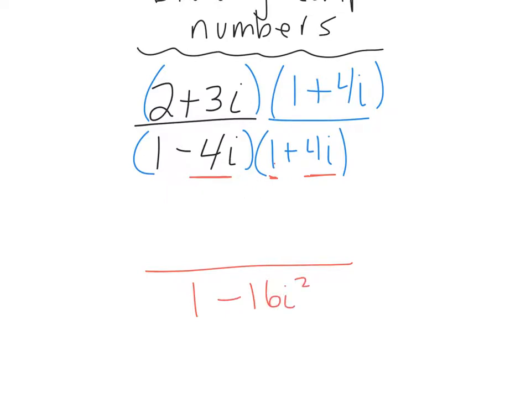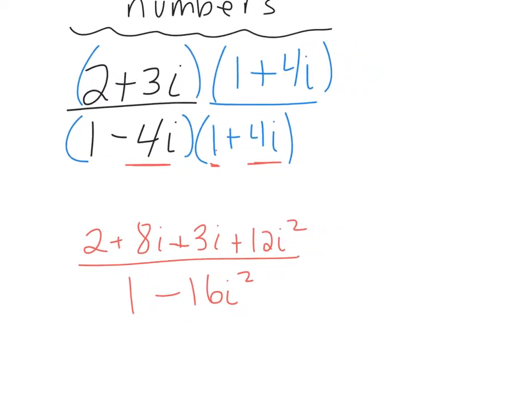Now I move up to the numerator, and I distribute as usual. 2 times 1 is 2. 2 times 4i is 8i. 3i times 1 is 3i. And 3i times 4i is positive 12i squared. I'm not done because I have some i squareds showing up, so I need to deal with those.